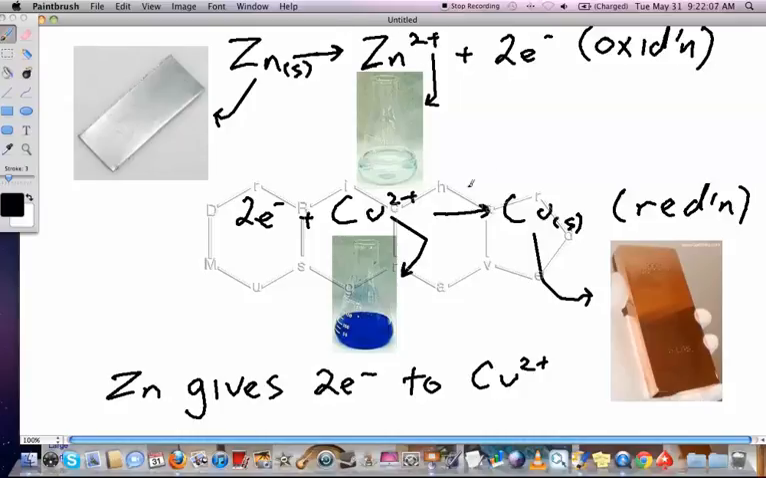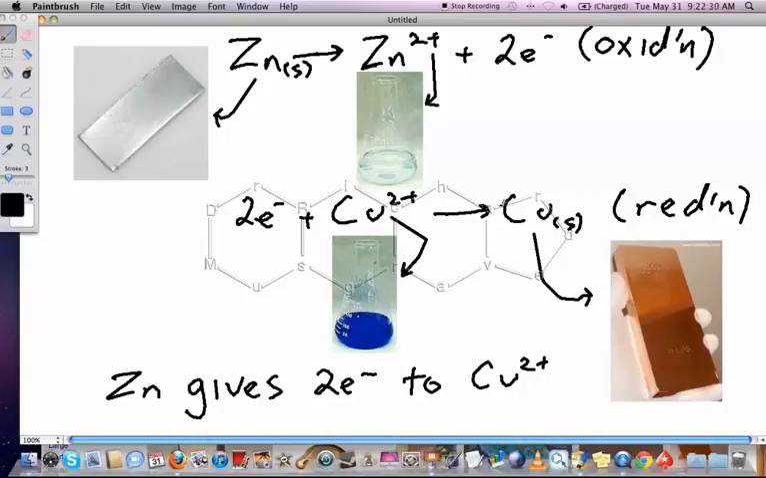Those very 2 electrons are going to be taken up by the copper 2+ on the other side of the solution and turned into copper. So you can see the difference here between copper 2+ and copper. Copper 2+ being an aqueous solution, and the copper solid being a metal.